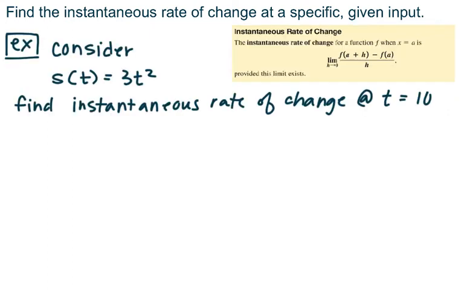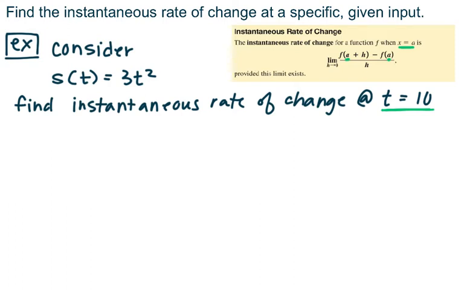For the first example, the function we're going to consider is this position function s of t equals 3t squared. And we're going to find the instantaneous rate of change at, or when, t is equal to 10. All right, so t equals 10. 10 is going to be my a value. So let's set this up.